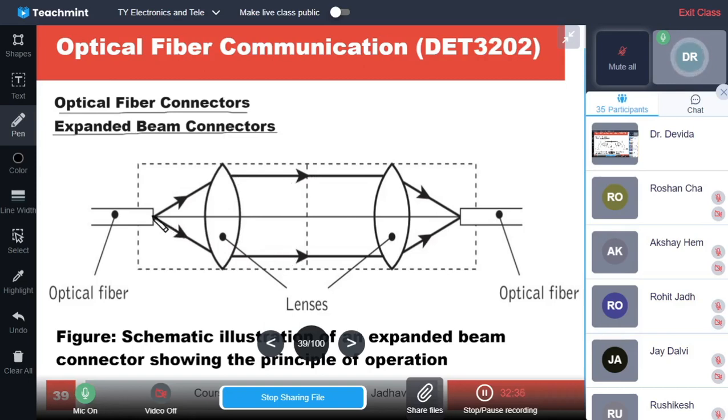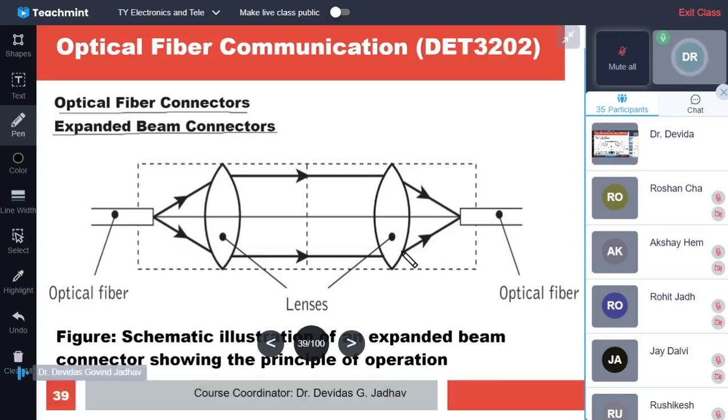So a lens can convert the divergent beam into a parallel beam whenever there is a source exactly at the focal point, and whenever a parallel beam is incident on the lens, the parallel beam can be converted into a focused beam. So these are the properties which are used here. One is the collimating lens and the second is the focusing lens. Collimation or collimating of the beam means making the beam parallel.